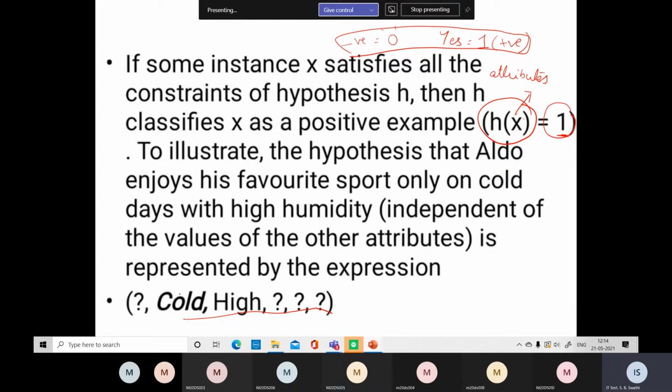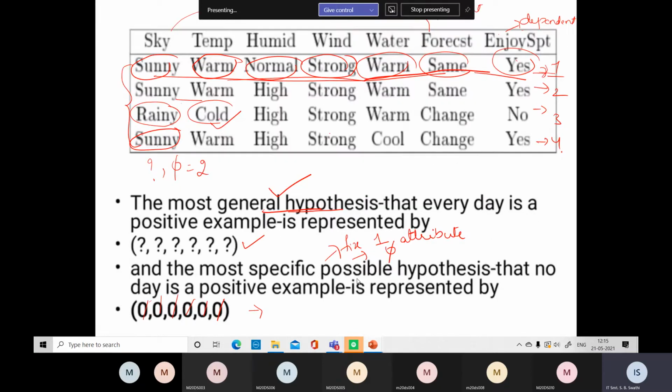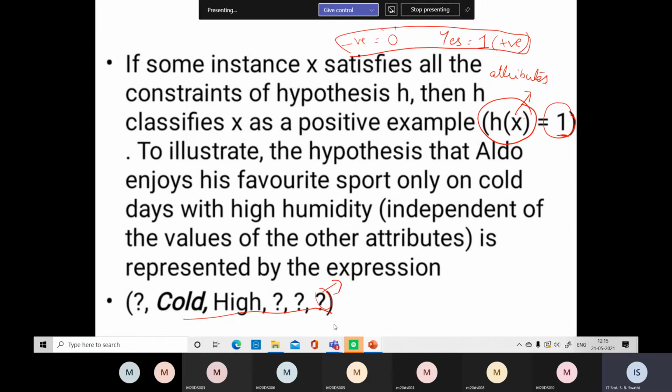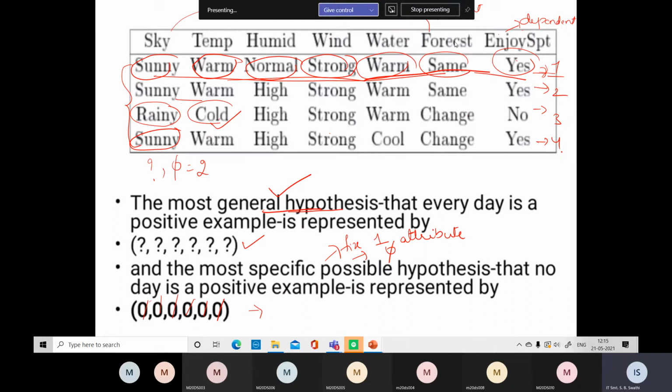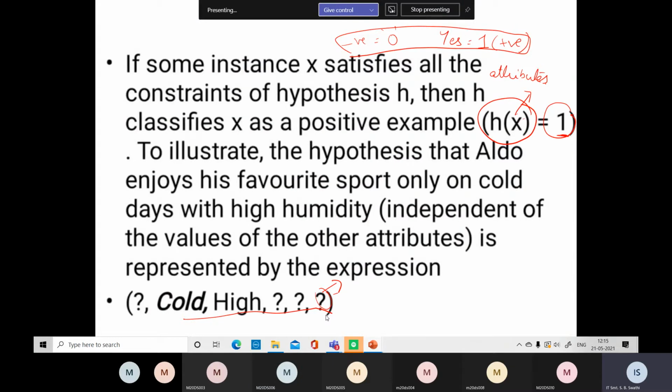It is simple now. Generalized means what? Question mark indicates that any type of input is allowed here. Generalized means there is no restriction on the input value. The last column, what is the last column? That is the sixth column, forecast. So forecast as same and change, you can give any of these attribute names. Both are accepted. For both these two inputs, you will definitely get one result.